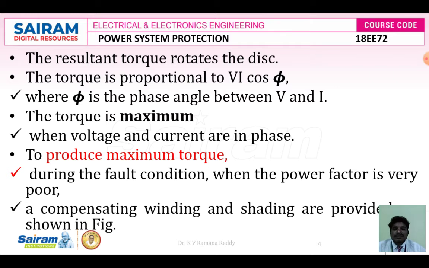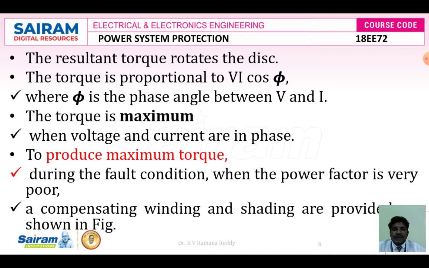Therefore the torque is proportional to VI cos phi. VI cos phi is nothing but the power, where V is the reference of the voltage coil and I is the reference of the current coil. So the overall power required to produce the torque is VI cos phi, where phi is the phase angle between V and I1, and the torque is maximum when voltage and current are in phase.